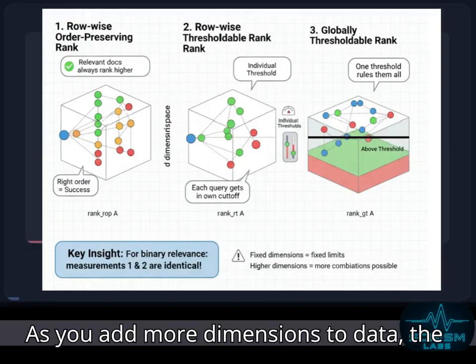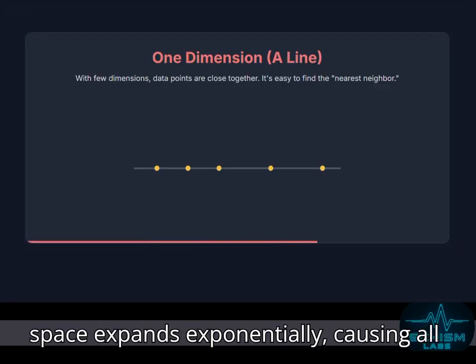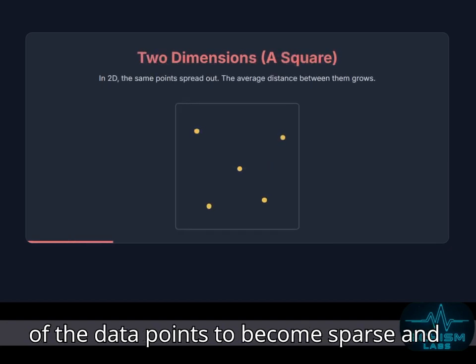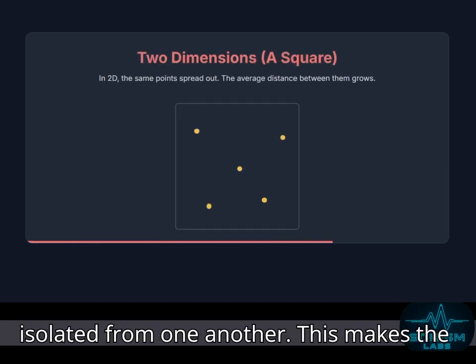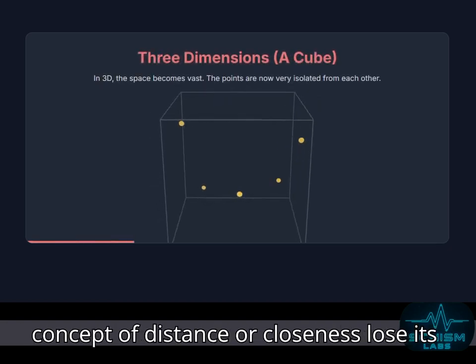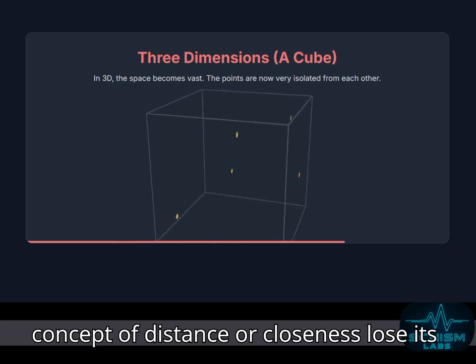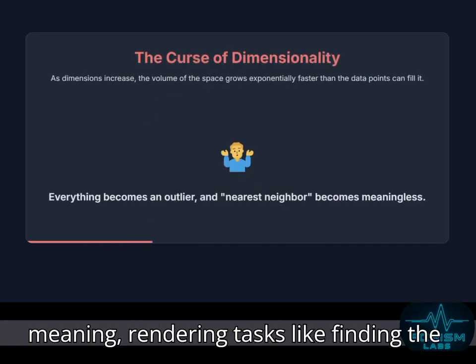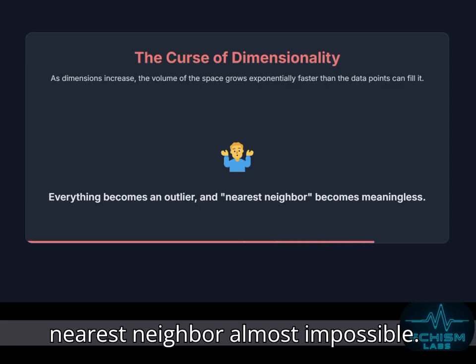As you add more dimensions to data, the space expands exponentially, causing all of the data points to become sparse and isolated from one another. This makes the concept of distance or closeness lose its meaning, rendering tasks like finding the nearest neighbor almost impossible.